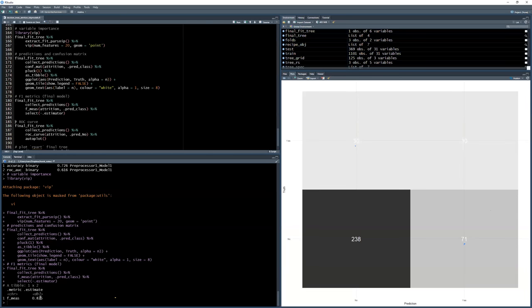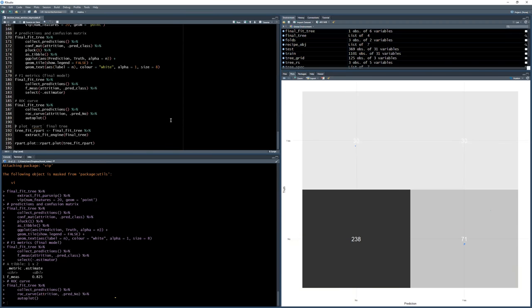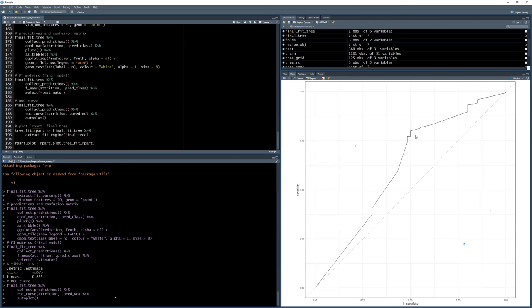For the F1 metric, which combines all the metrics in the confusion matrix, we have a measure of 0.825, which is not bad, but it could be better. We have the ROC curve. Usually we want an ROC curve that is aligned to this corner, and away from this 0.5 line, because that is really a random guess. In other words, if the model is too close to this line, it means that it's performing really poorly. So our model is performing good, not very good, but good.